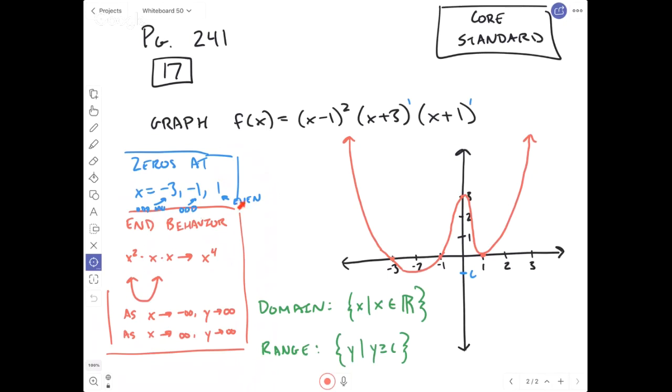Odd, odd, even, odd, crosses, even, bounces. Odd number 1, even number 2.